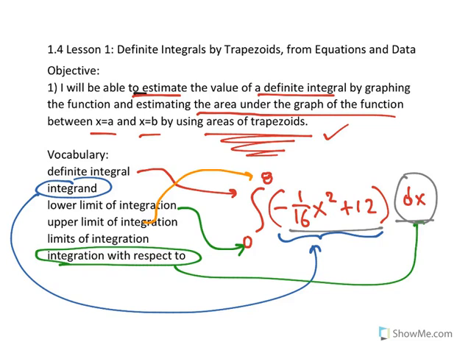So what was it that we just did? We just estimated the value of a definite integral by graphing the function and estimating the area under the graph of the function above the horizontal axis between x is equal to a and x is equal to b by using areas of trapezoids.